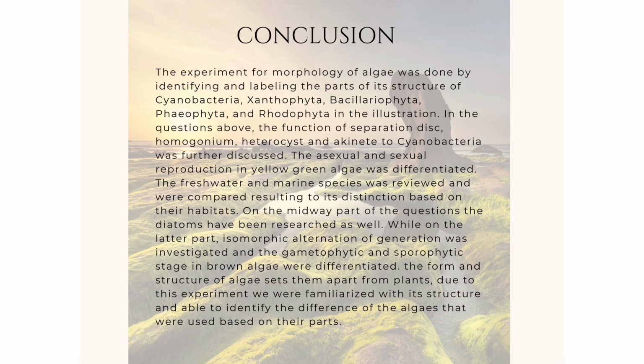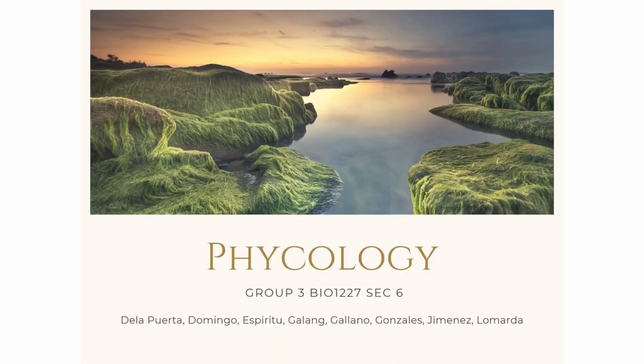On the midway part of the questions, the diatoms were researched as well, while on the latter part, isomorphic alternation of generation was investigated and the gametophytic and sporophytic stage in brown algae were differentiated. The form and structure of algae set them apart from plants due to this experiment. We were familiarized with its structure and able to find and identify the difference of the algae that were used based on their parts. And thus our report for today ends here.